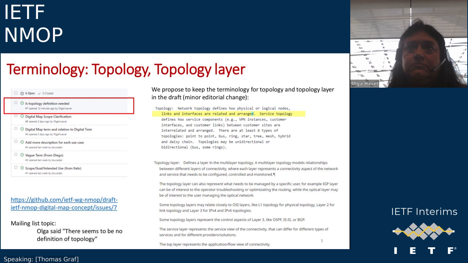Maybe just from my side, real quick, I would definitely add layer and keep topology and network topology as a definition. I think if you go towards digital map, we again open yet another door, because digital map has different meanings, I think, in different contexts.